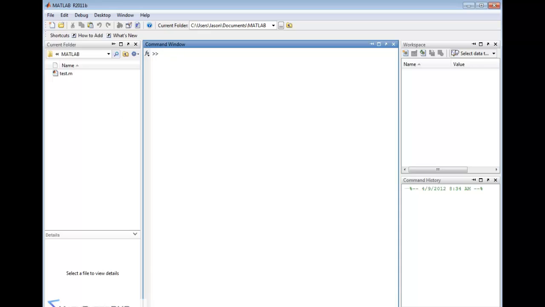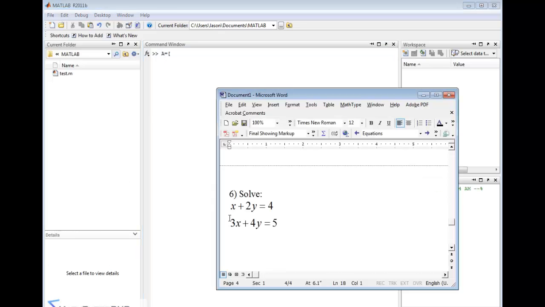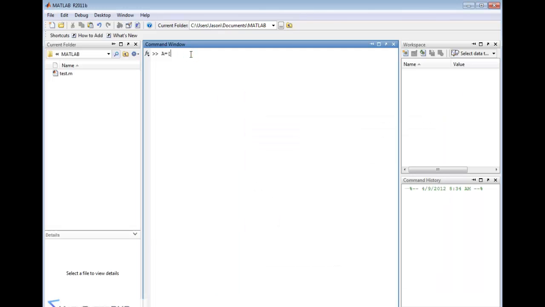So let's go ahead and first define the left-hand side of this equation. For the matrix A, we're going to use capital A. You can use any variable that you want. What we have is x plus 2y, so to represent that, it would be 1 space 2. That's the first row of that matrix, representing the top equation.